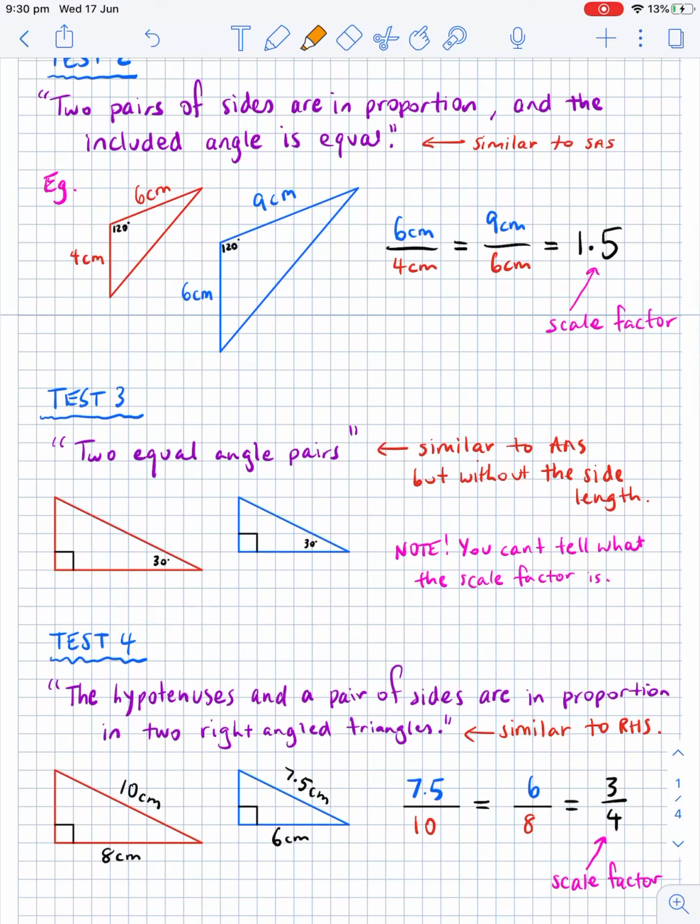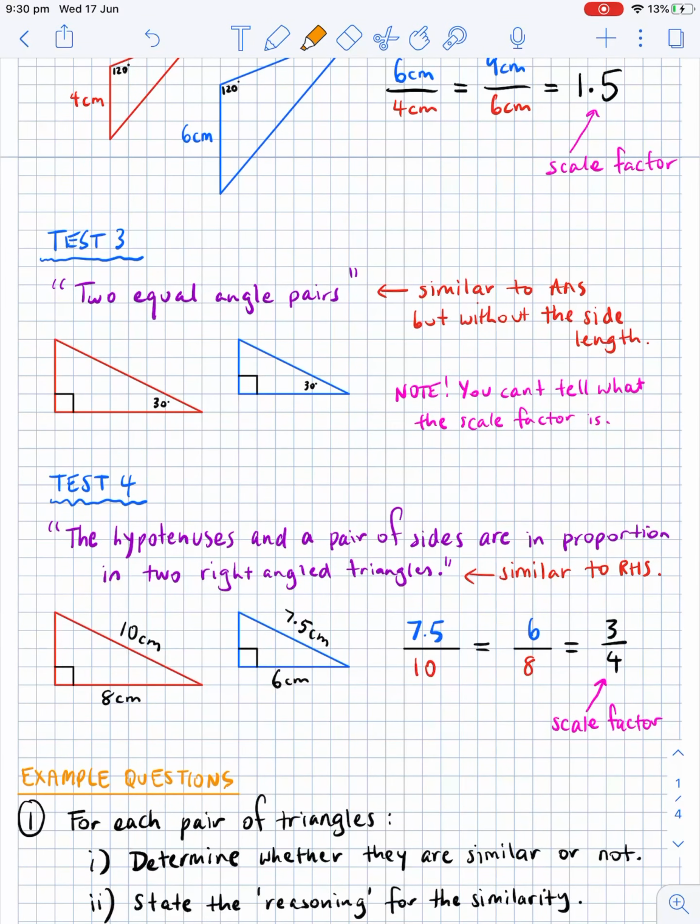Test 3, two equal angle pairs. This is similar to angle-side, but not including the S. So it's pretty much just like AA. If you have two pairs of angles which are equal, that's enough to prove that these triangles are similar, because they have all the same angles, and that's the definition of two similar shapes, all the same angles.